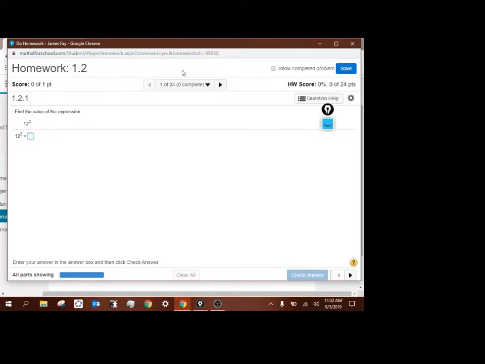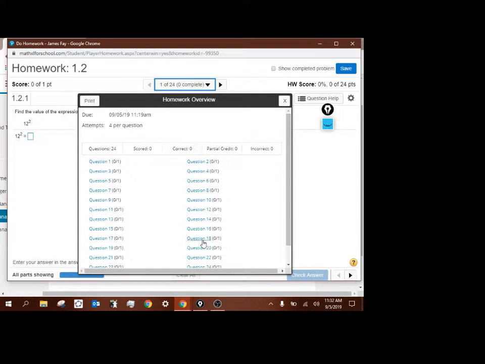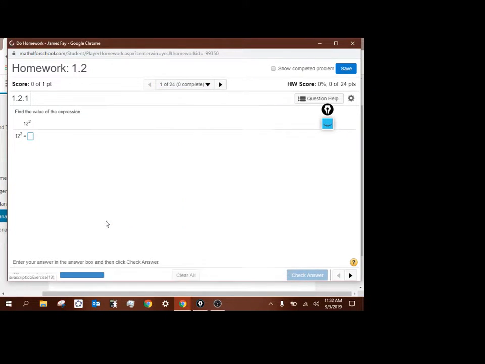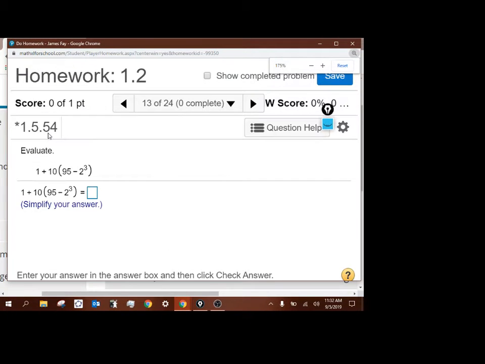Okay, so what I've seen on my end of things is the first question that really gave people issues was 13. Okay, so we've got 1 plus 10. Now when I read that next part, I'm going to refer to it as times the quantity 95 minus 2 cubed. Whenever there's a set of parentheses and there are operations occurring inside that set of parentheses, we refer to it as the quantity.